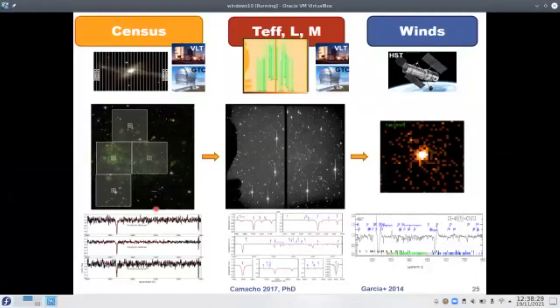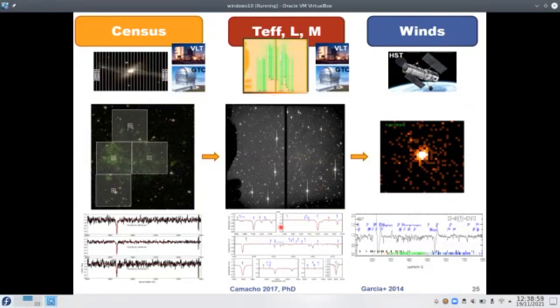The good news is that we don't need very good spectral quality because we only need to detect lines of hydrogen and helium. And then once we know where the massive stars are, we obtain better resolution spectra to analyze them with our stellar atmosphere models. To do that, usually we use multi-object spectroscopy. We've been using the 10-meter Gran Telescopio Canarias a lot because it's a more efficient use of telescope time.